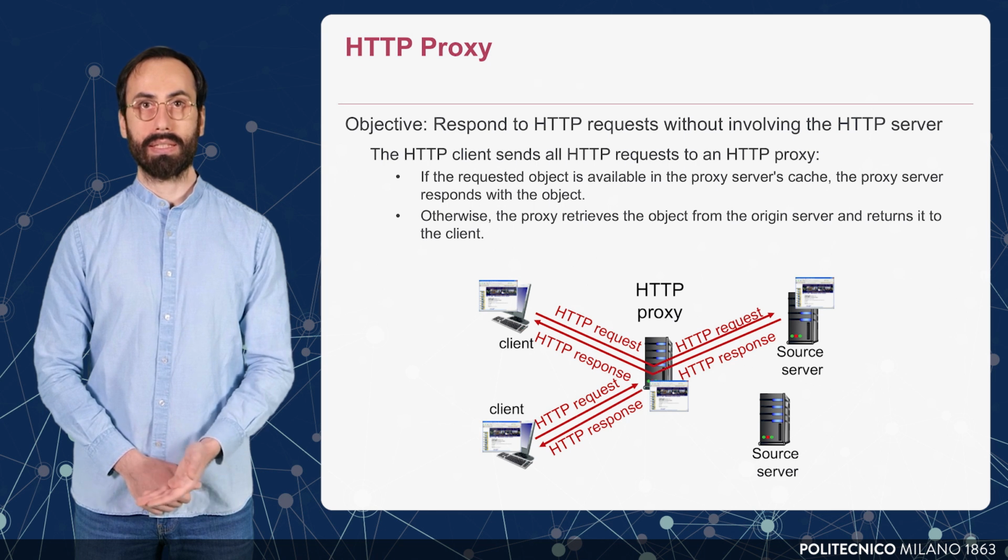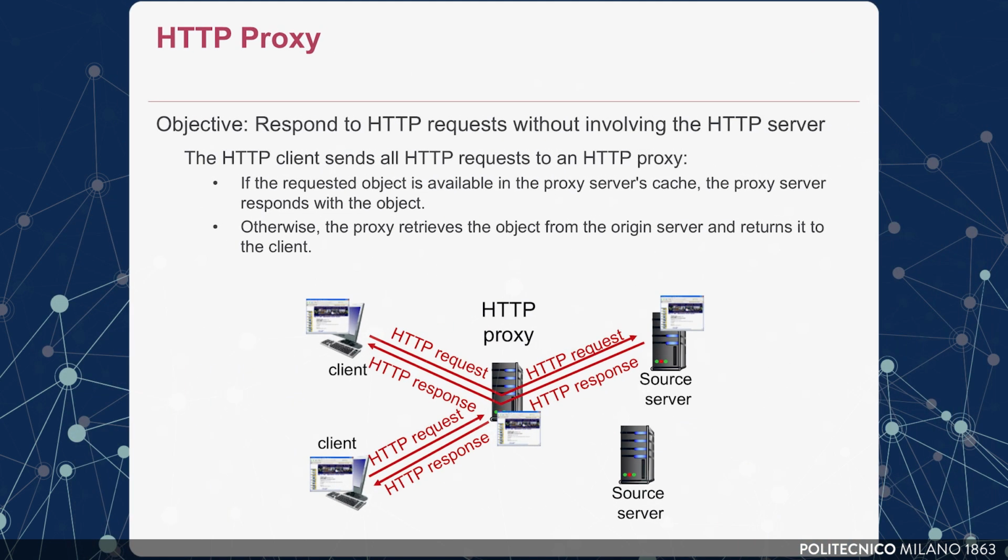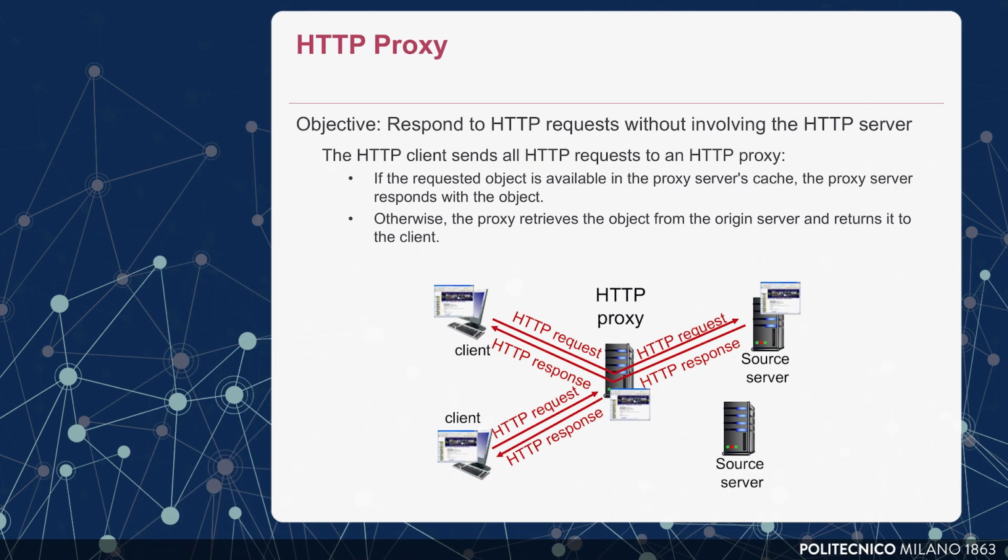Another feature of HTTP is the proxy functionality. A proxy server acts as an intermediary between the client and the web server. When a client sends an HTTP request, the proxy server checks if the requested object is already in its cache. If it is, the proxy responds immediately, reducing latency and bandwidth usage. If the object is not in the cache, the proxy retrieves it from the origin server and delivers it to the client while storing a copy for future use.